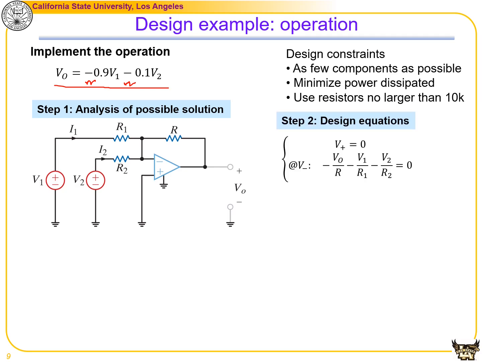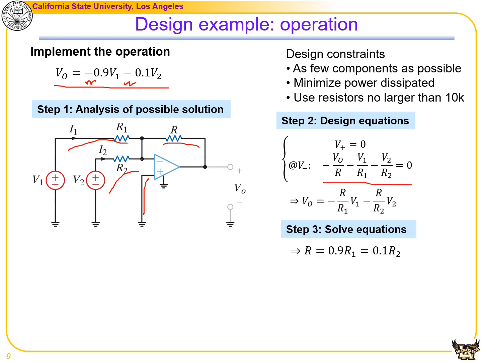The second step is to come up with design equations. Since the non-inverting terminal here is connected to the ground, we know that V plus is equal to 0. At this inverting terminal, we can apply KCL, which gives us (VO minus V minus) divided by R plus V1 divided by R1 plus V2 divided by R2, that is equal to the current leaving the node, which is I minus, the same as the equation that we have here.